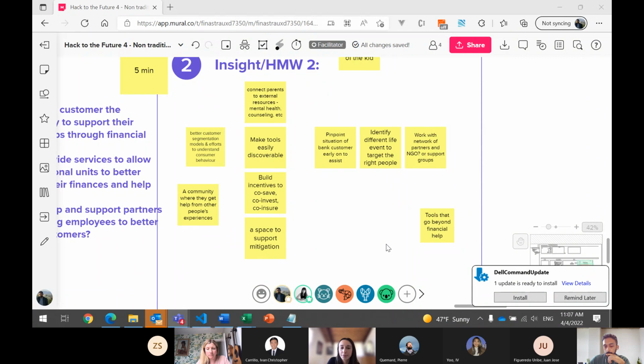Definitely. Kind of being an ecosystem, right? The bank supports this ecosystem to connect customers together. Yeah, exactly.